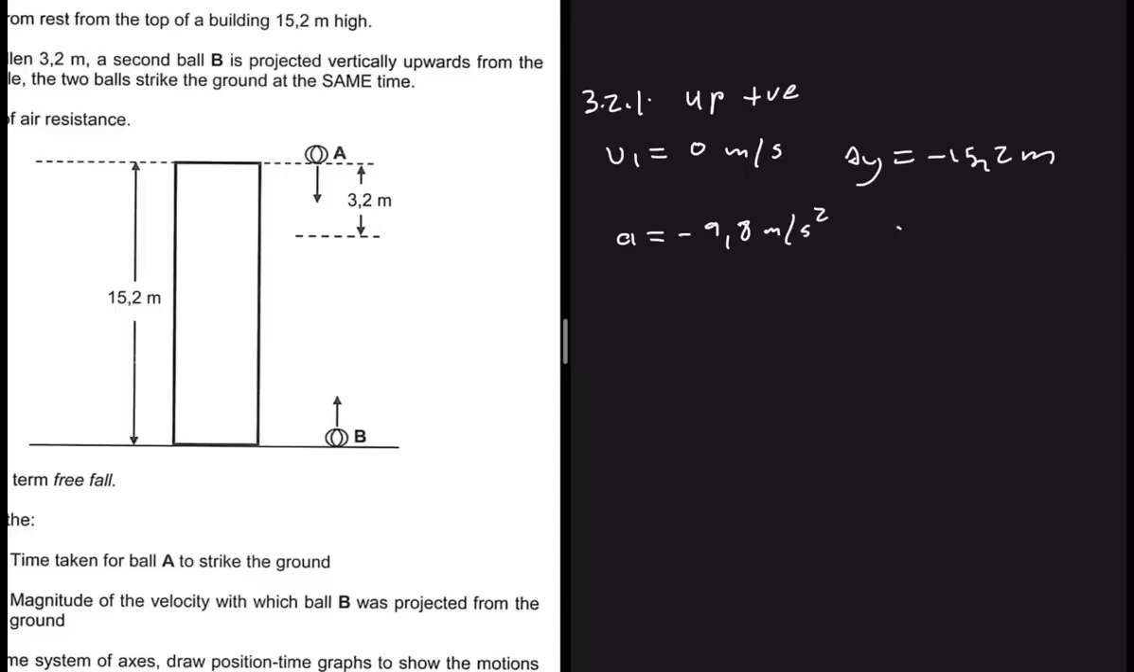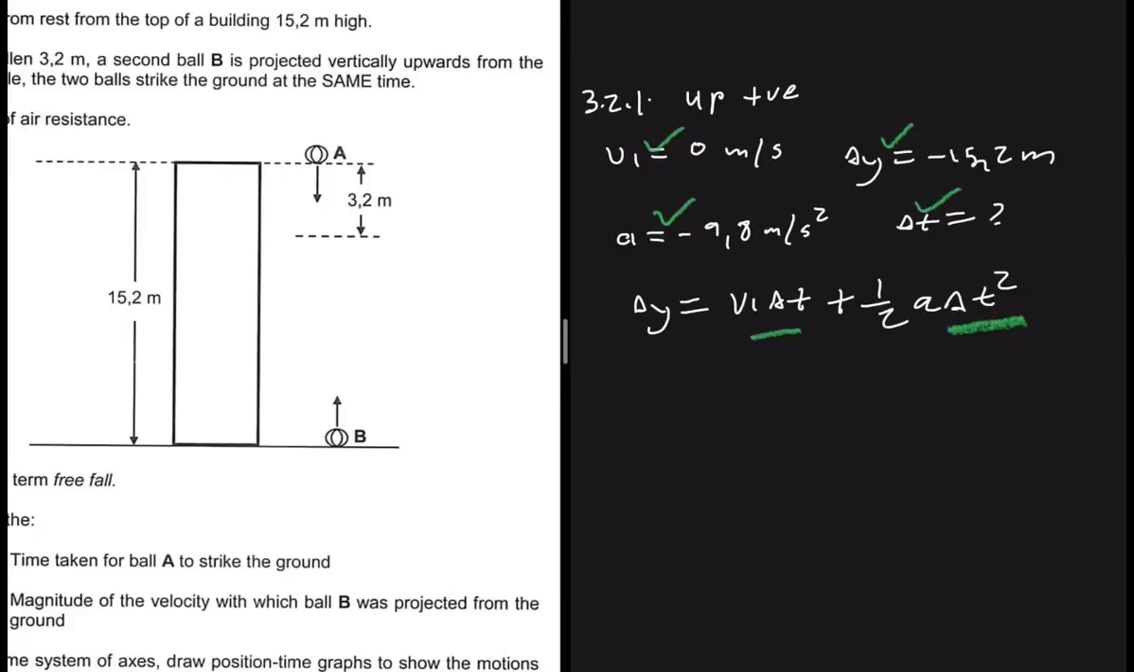And what are we looking for? We're looking for the time it takes the ball to strike the ground. Right, so based on the variables we have, VI, acceleration, delta Y, and the time that we're looking for, it's easy to see now that delta Y is equal to VI delta T plus a half A delta T squared. Initially I didn't want to use this formula because of delta T squared and delta T, I'd have to solve this by factorizing, right? But then I realized that VI is equal to 0. So this term here is going to give me 0. I'm not going to have so many issues, right?